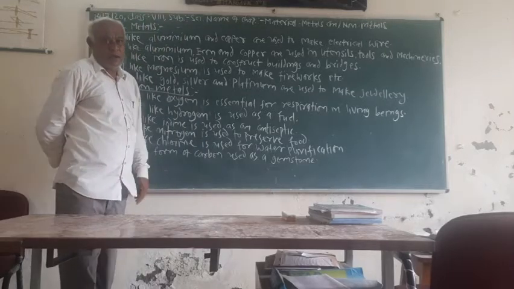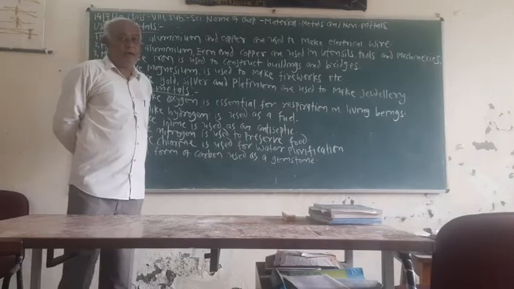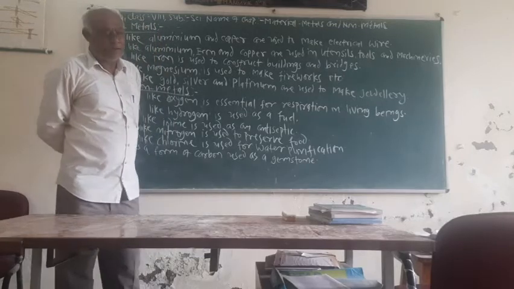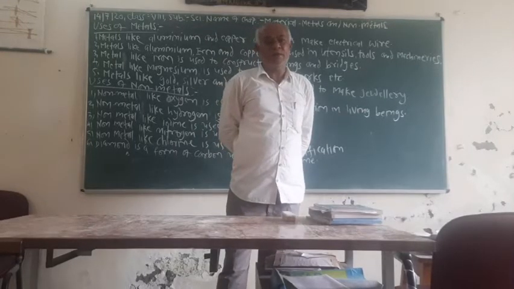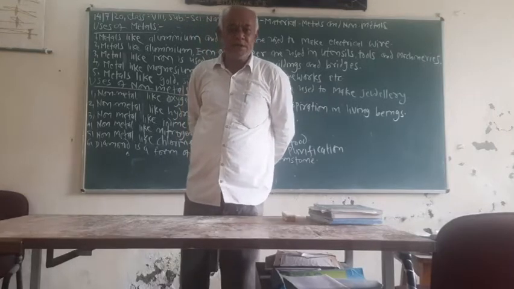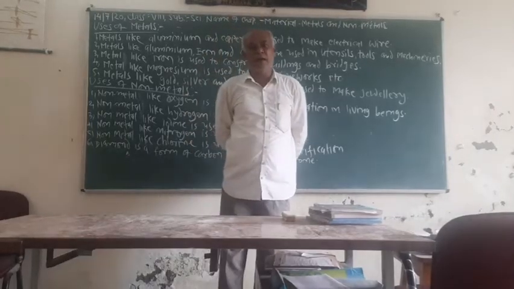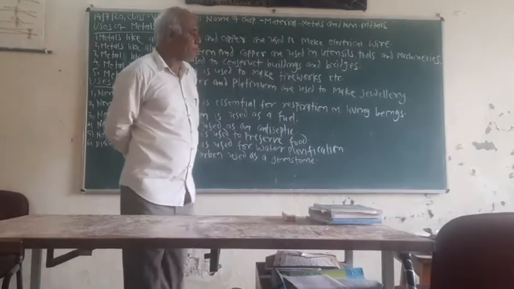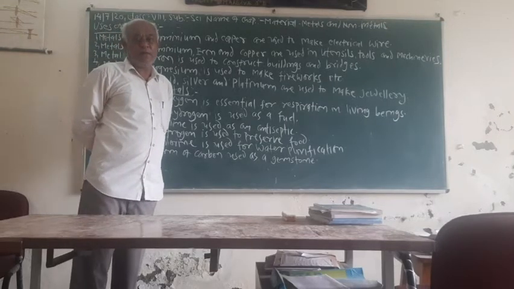First of all, we learn the uses of metal. Metals like aluminium and copper are used to make electrical wire because metals are good conductors of electricity. For this property, we prepare electrical wire from metals like aluminium and copper. In our domestic wiring, the electrical wire is generally made of copper.